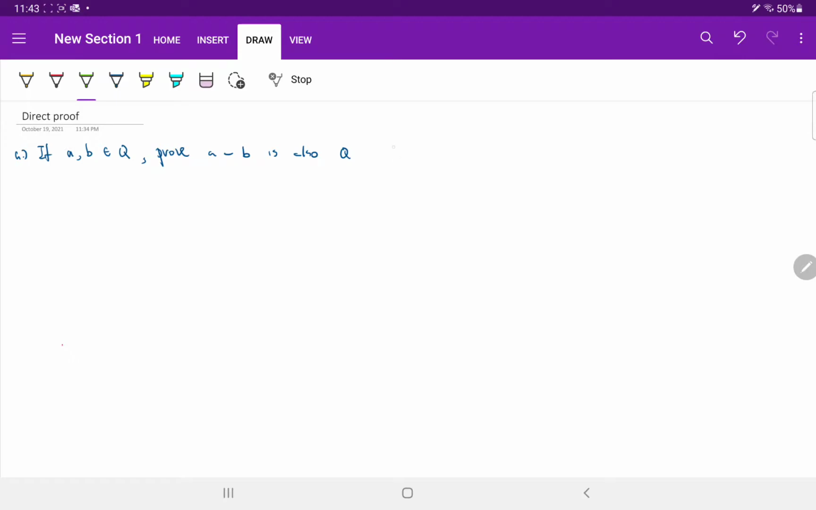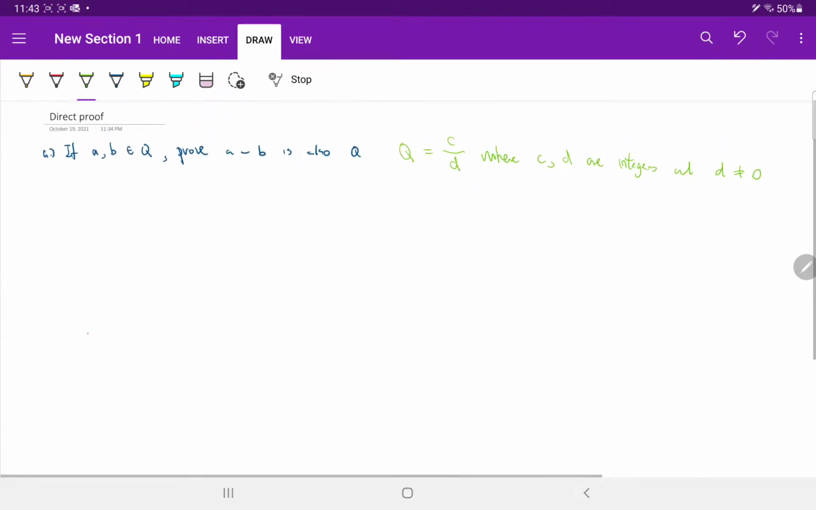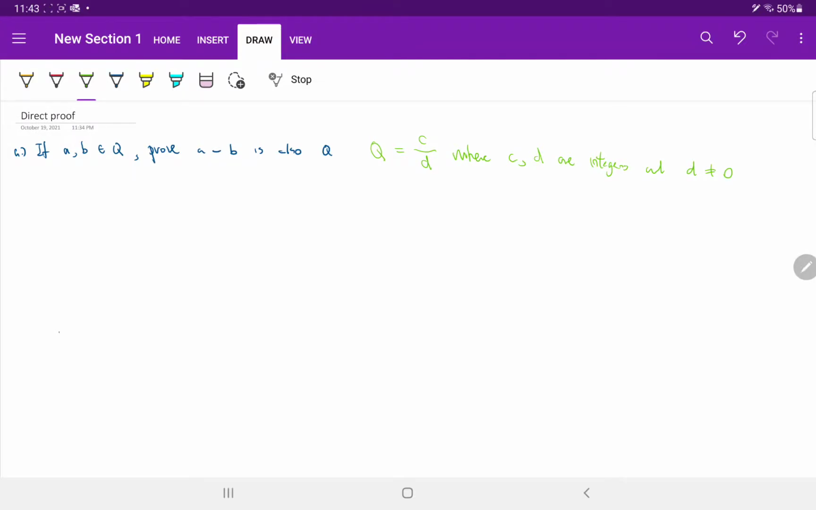Which I'm gonna do here, right? I'm gonna write: let q, which is a rational number, be c over d, where c, d are integers and d is not equal to 0. The definition of a rational number is that it can always be written in the form of an integer divided by another integer. I say that d cannot be 0 because if 0 is on the bottom, then it will be undefined. That will be wrong. So let's actually start our formal proof.